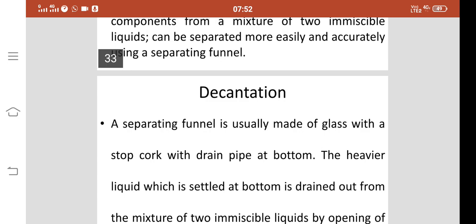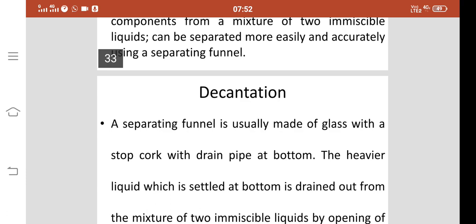We have already discussed in the last lecture the separation of components of mixtures, the first technique, and we were discussing the second technique of separation of components of mixture. So this is the third lecture of Chapter 2, Class 9th CBSE board.